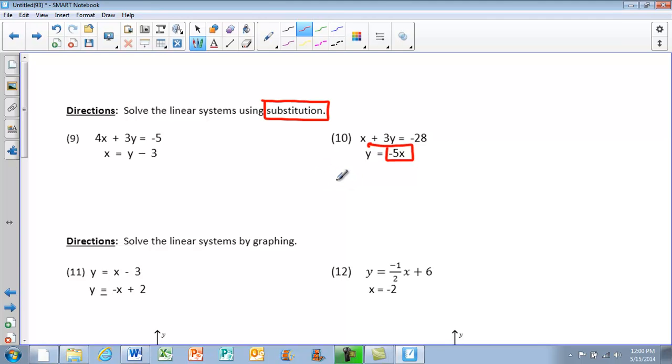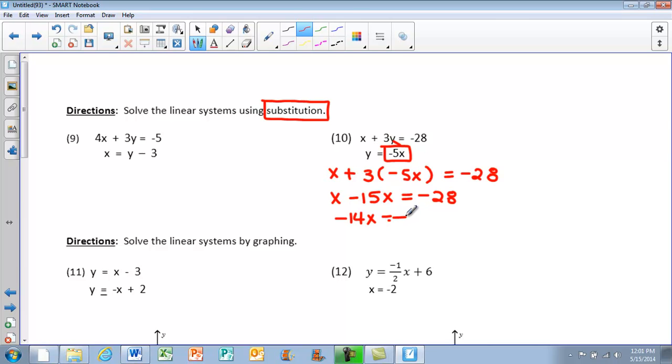So I'm going to have, we're going to plug that in for y. I take that back. We have y equals. So we're going to take the negative 5x and plug it in for y. So I have x plus 3 times negative 5x equals negative 28. So I have x minus 15x equals negative 28. x minus 15x is a negative 14x equals negative 28.